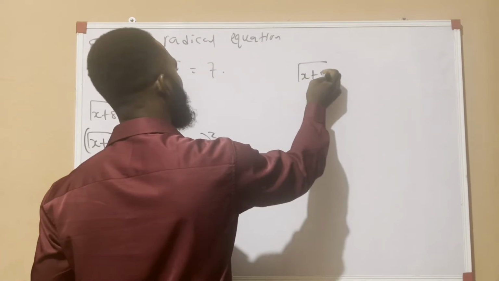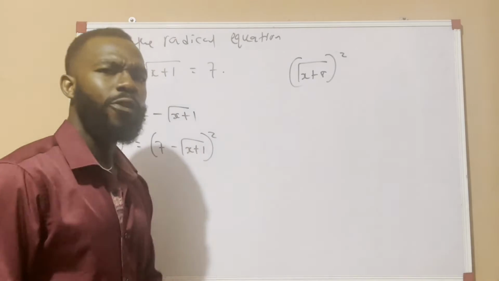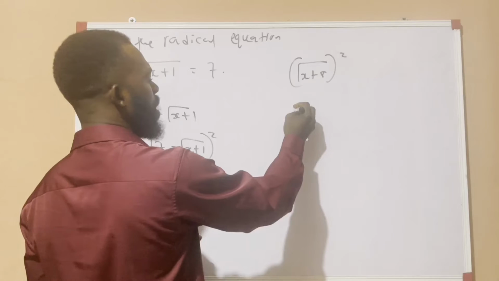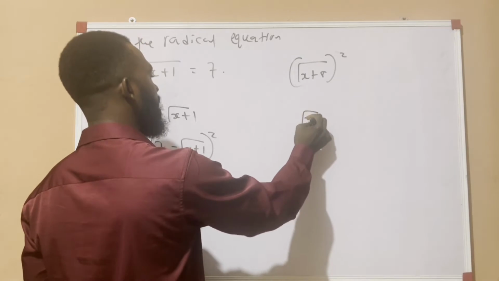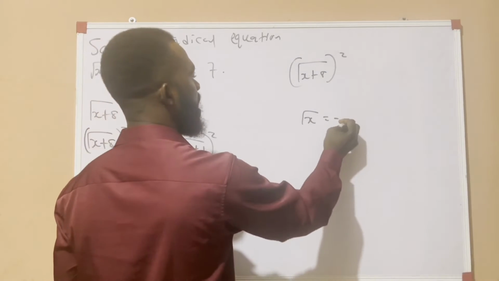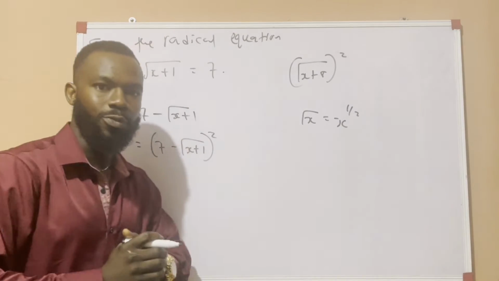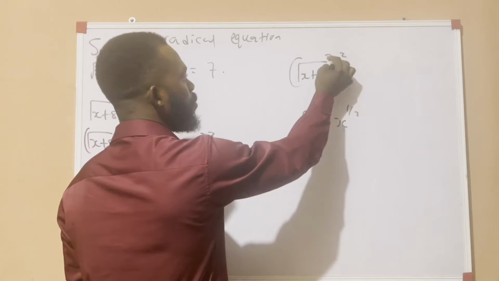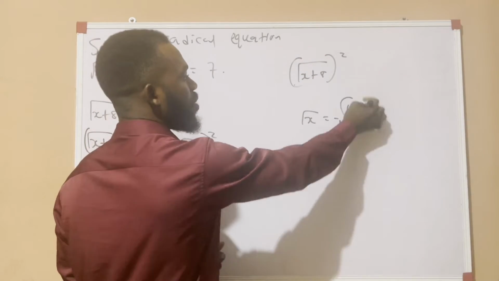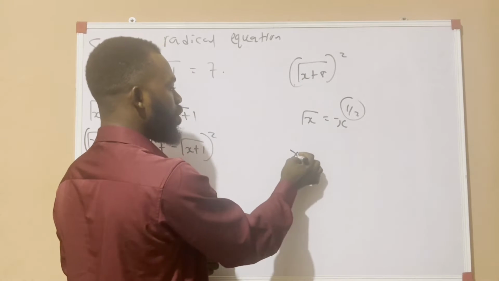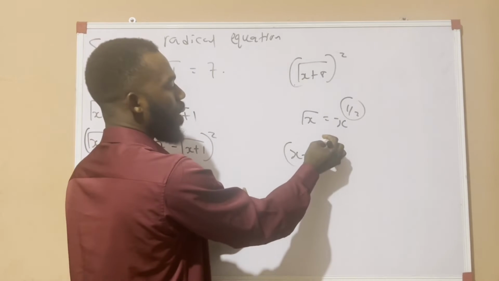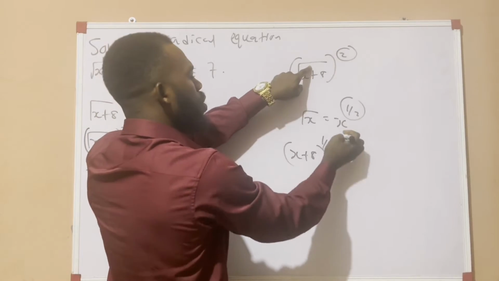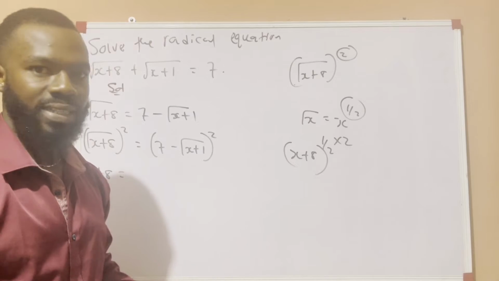Root x plus 8 all squared. Remember the rule in indices, which says root x is the same thing as x raised to the power of 1 over 2. That is simply what I used to solve this. So our root became 1 over 2. Here we'll be left with x plus 8 raised to the power of 1 over 2, which is the root, multiplied by the former 2, which is there. Are you with me? It is as simple as that.